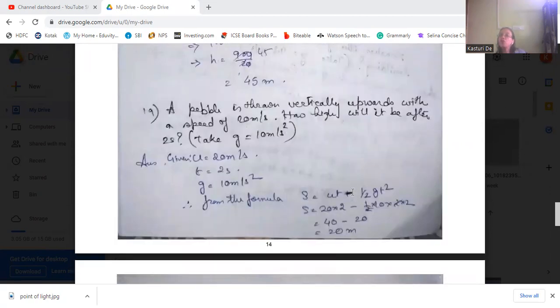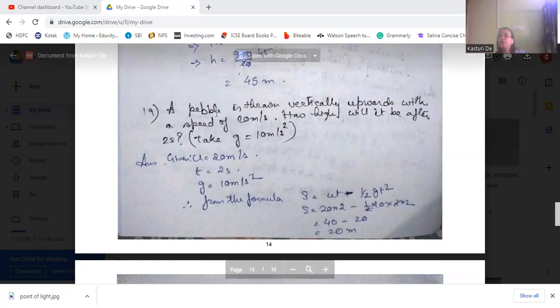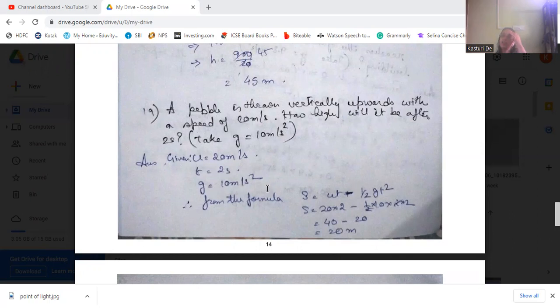Now, a pebble is thrown vertically upwards with a speed of 20 meters per second. How high will it be after 2 seconds? g is equal to 10 meters per second square. Again, u is 20 meters per second. When it reaches the maximum height, velocity becomes 0. Final velocity becomes 0. In 2 seconds it reaches the top going up. And g is 10 meters per second square.